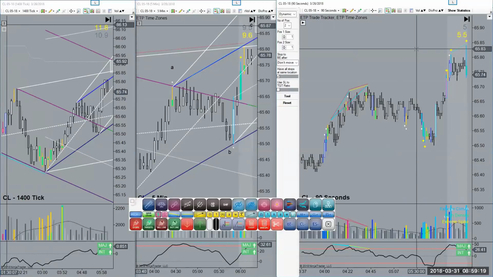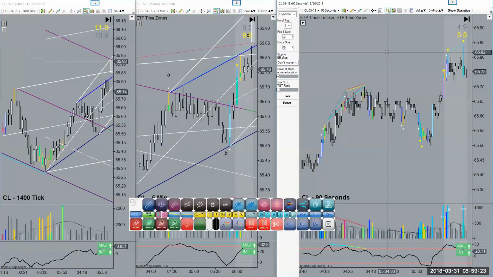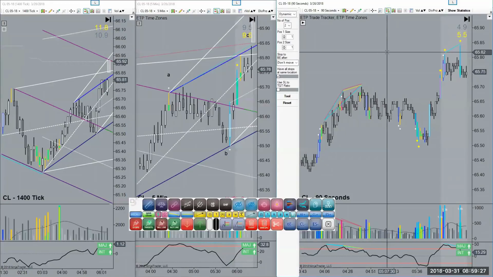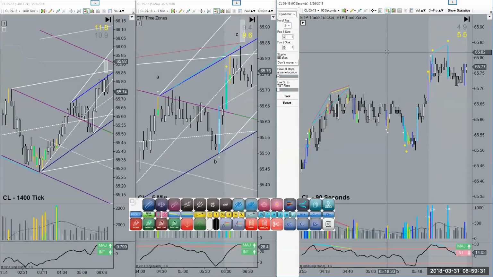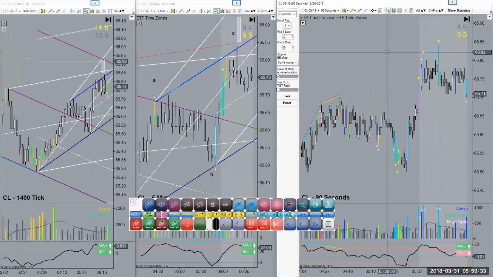And now I can start scrolling from right here. And I'll use the right arrow key. You see? The right arrow key. So it's going bar by bar. You see that?